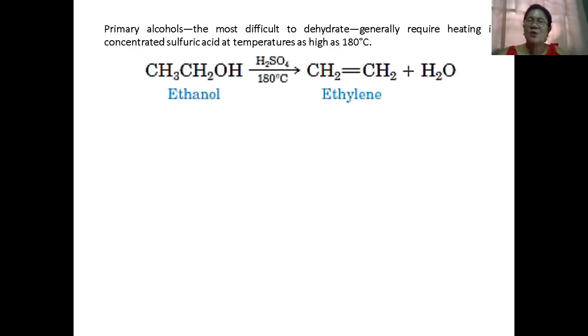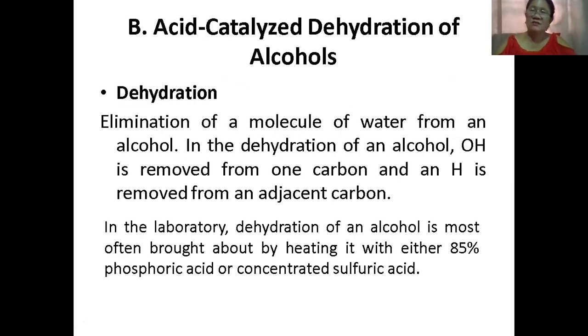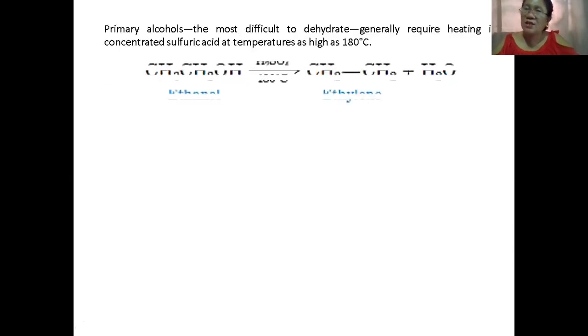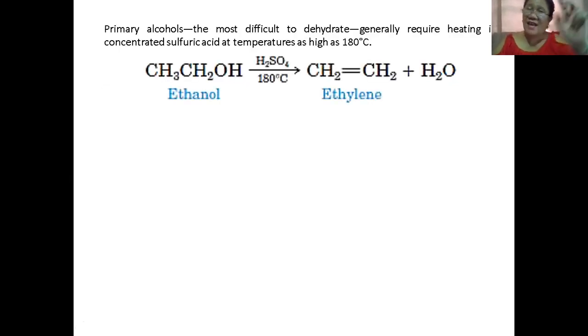For instance, we have ethanol here. We add the reactant, sulfuric acid, and a very high temperature, 180. The process here is dehydration. What is dehydration? Getting the water molecule out of the reaction.